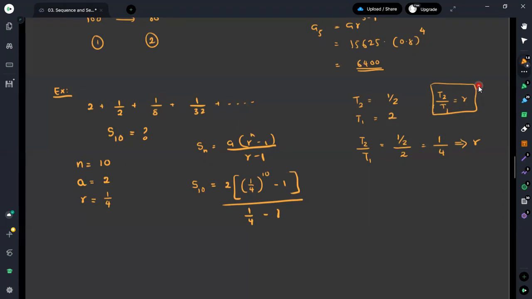Once we find the value, we will get the value as 2.666. Here it is S10. Here we will get this value as 2.66 or 67. Therefore we can say it as 2.67.